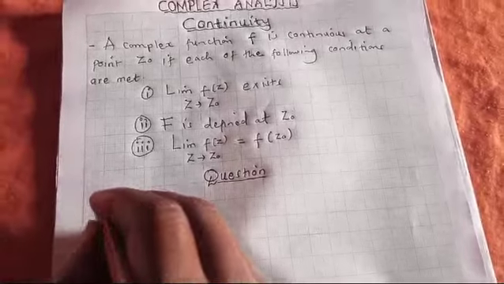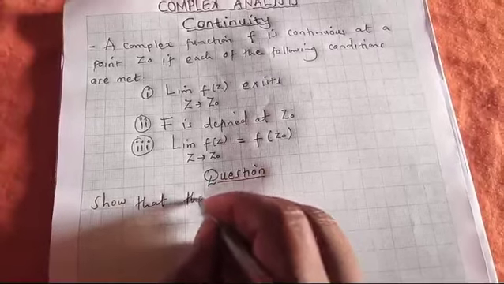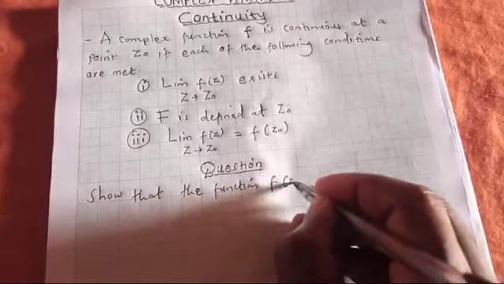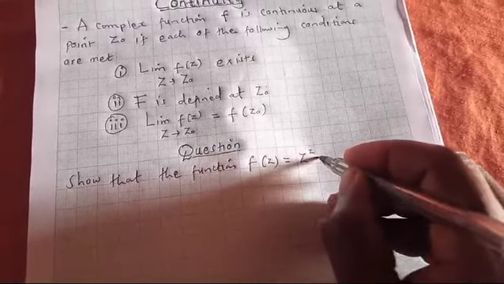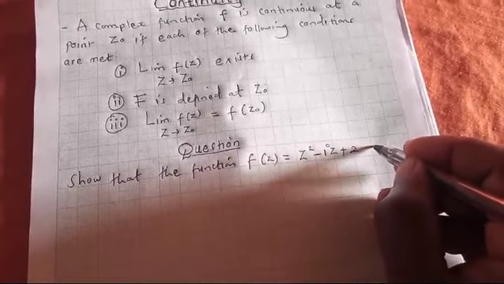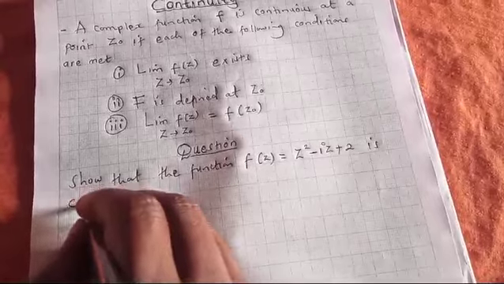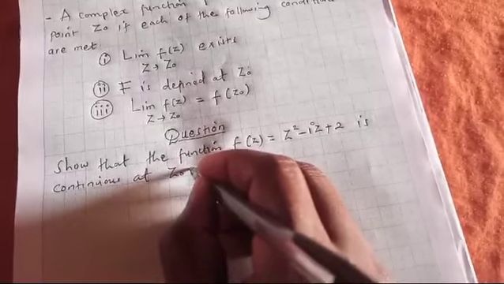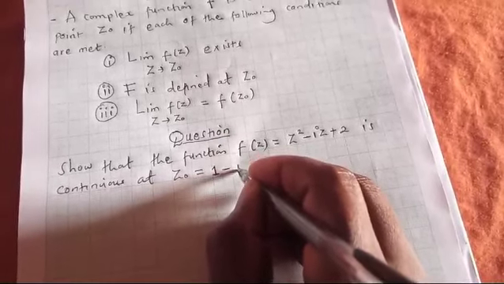So we have a question that reads, show that the function f, this is the function z squared minus i z plus 2, is continuous at a point z naught which is equivalent to 1 minus i.